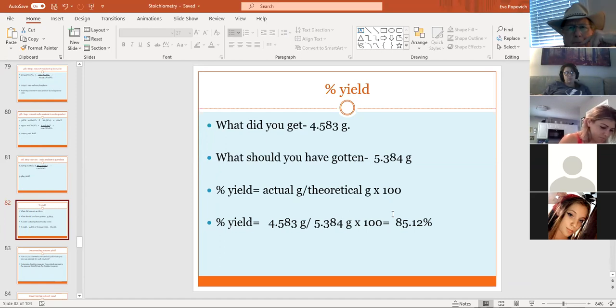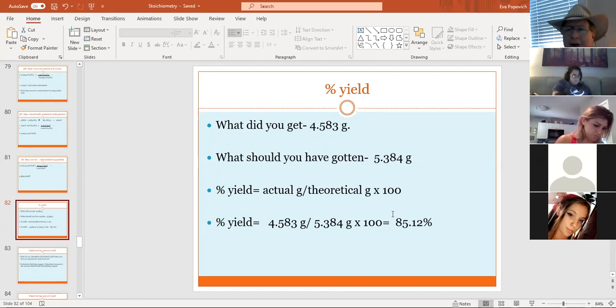So yield is basically the production, right? But here we are saying what we actually got is what was produced. So the 4.583 was the actual quantity that was produced out of this chemical reaction. Yes. But according to our calculation, we should have gotten 5.384. So does it mean that we got only 85% of what we expected?